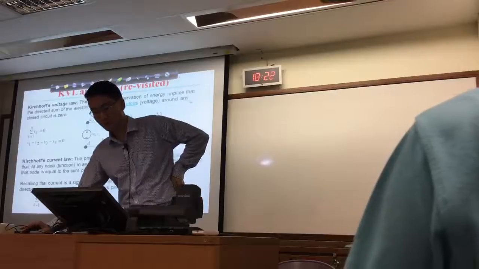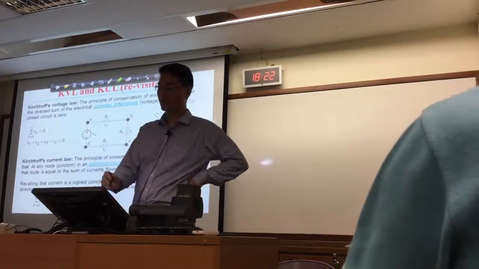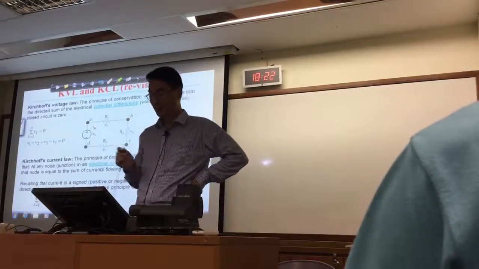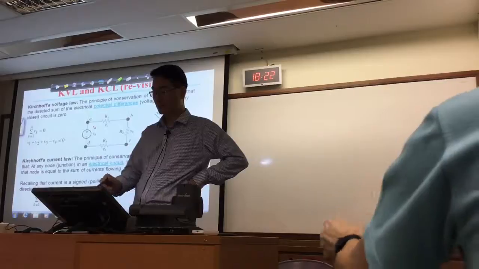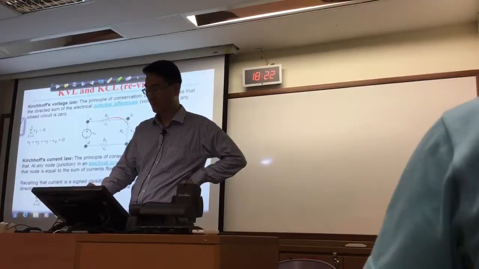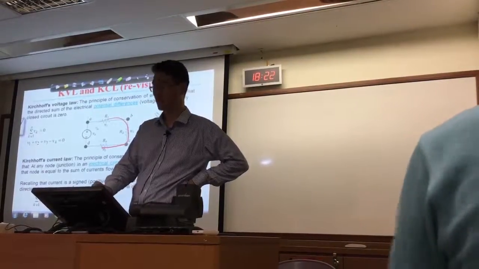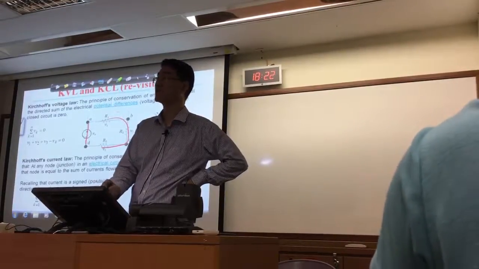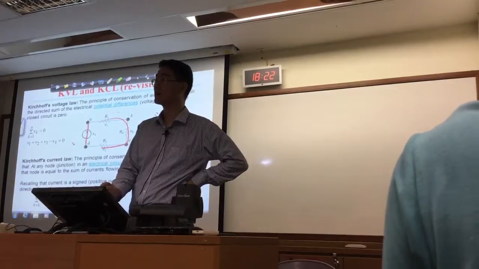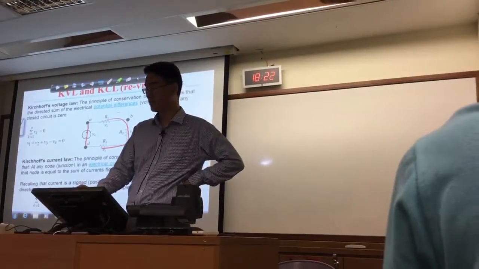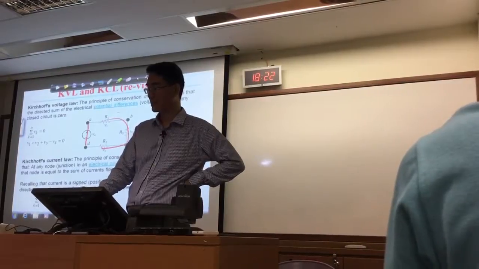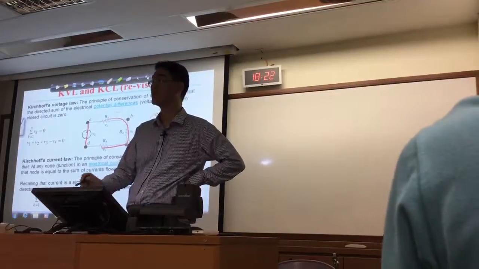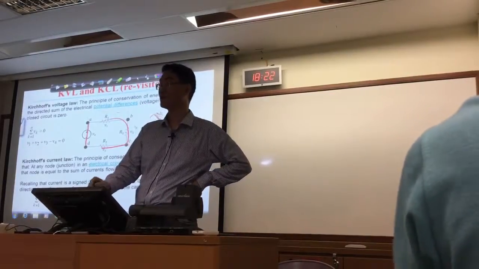how do KVL and KCL apply? Let's review the KVL and the KCL. What does KVL tell us? It means the voltage drop along this path is equal to this, or directly, the voltage drop along this loop is equal to 0, right? Okay, KVL. KCL means the incoming current is equal to the outgoing current, for any load.